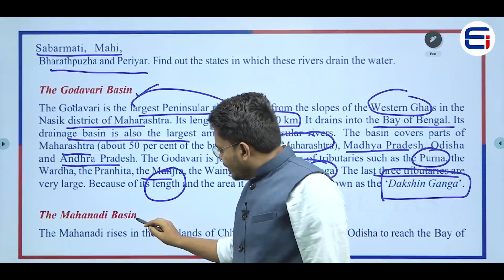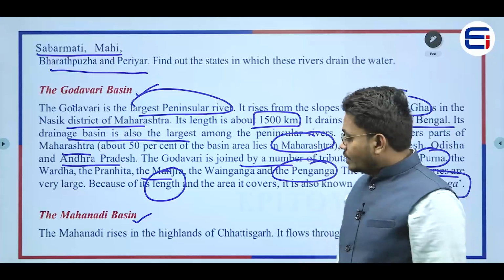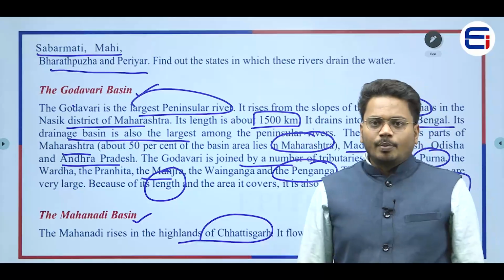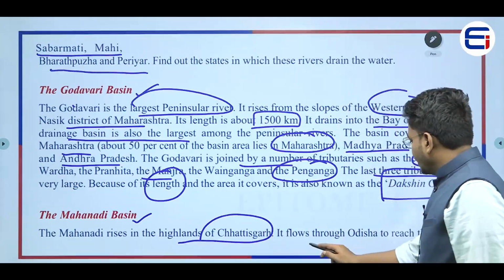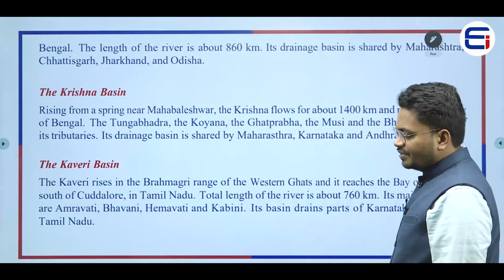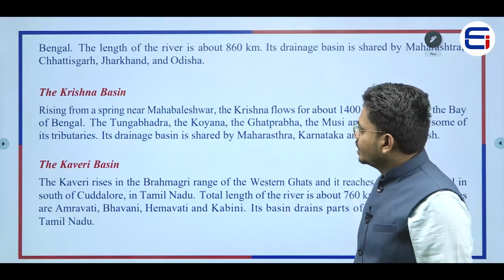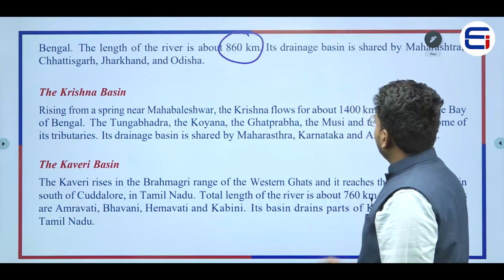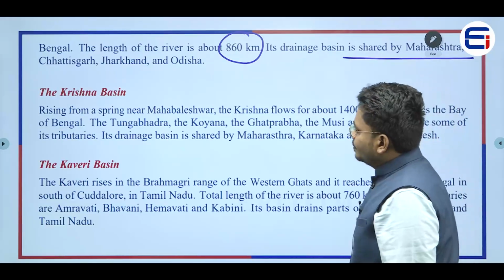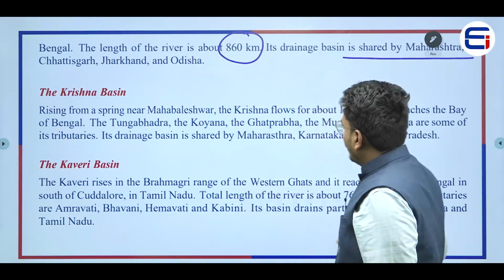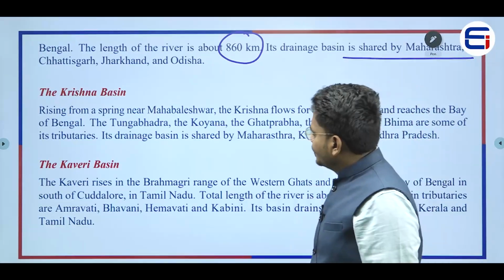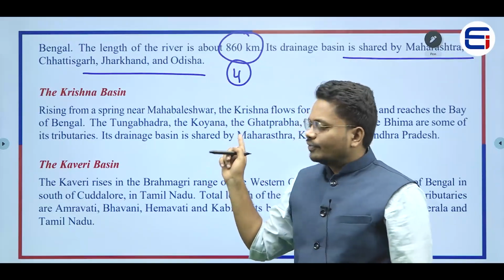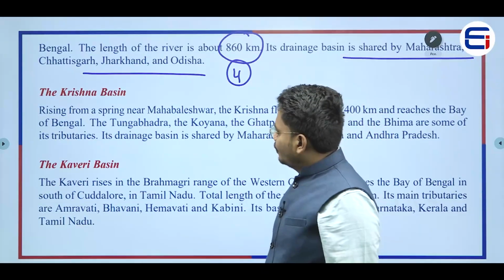The fourth basin is Mahanadi Basin. Now, if you see this Mahanadi Basin, it rises in the highlands of Chhattisgarh, right? That means the point of origination is in Chhattisgarh state, and it flows through Odisha, and after flowing through Odisha, this Mahanadi river would be reaching Bay of Bengal, and if you see the length of this particular Mahanadi river, it is 860 kilometers, and the drainage basin of this particular Mahanadi river is shared by how many states? First one Maharashtra, Chhattisgarh, Jharkhand and Odisha. 4 states would be having the drainage basin of this particular Mahanadi river.